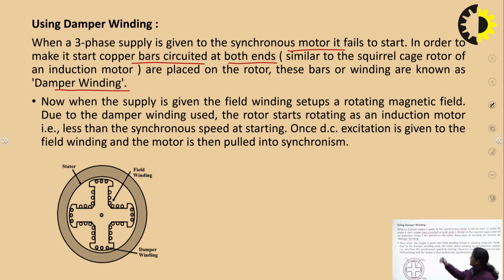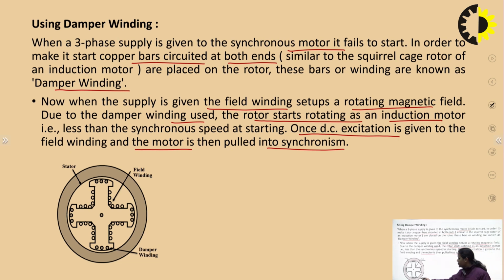Now, when the supply is given to the stator winding, a rotating magnetic field is set up, and due to the damper winding, the rotor starts rotating as an induction motor, right. We know that induction motors do not start at synchronous speed. They are less than the synchronous speed at starting. Once DC excitation is given to the field winding, the motor is then pulled into synchronism, right, and the damper winding will be out of the circuit, because now the rotor is rotating at synchronous speed.